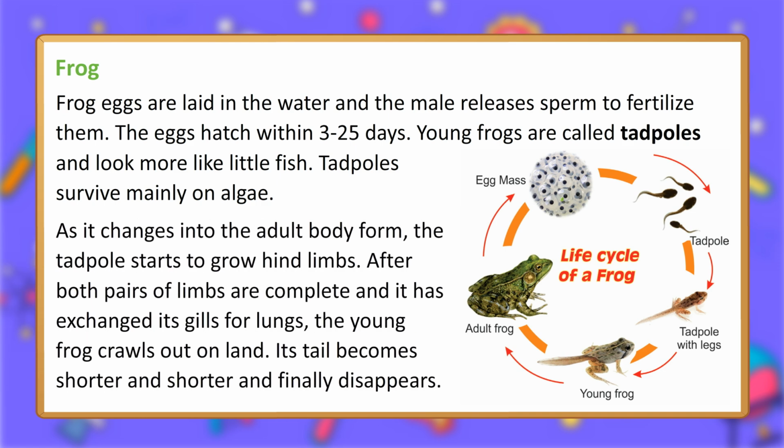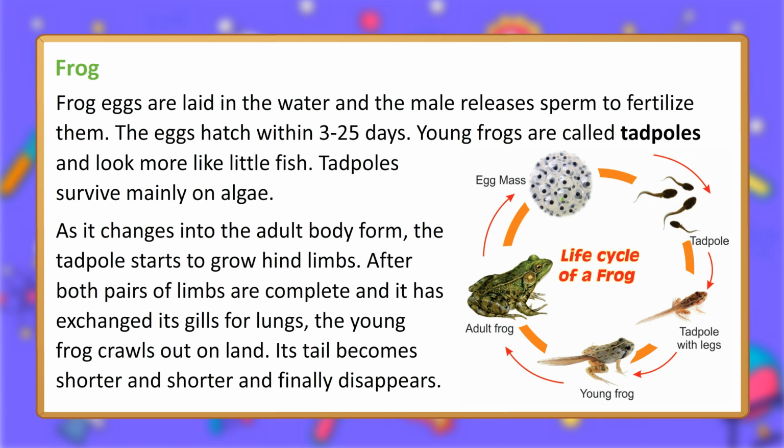As it changes into the adult body form, the tadpole starts to grow hind limbs. After both pairs of limbs are complete and it has exchanged its scales for lungs, the young frog crawls out on land. Its tail becomes shorter and finally disappears.